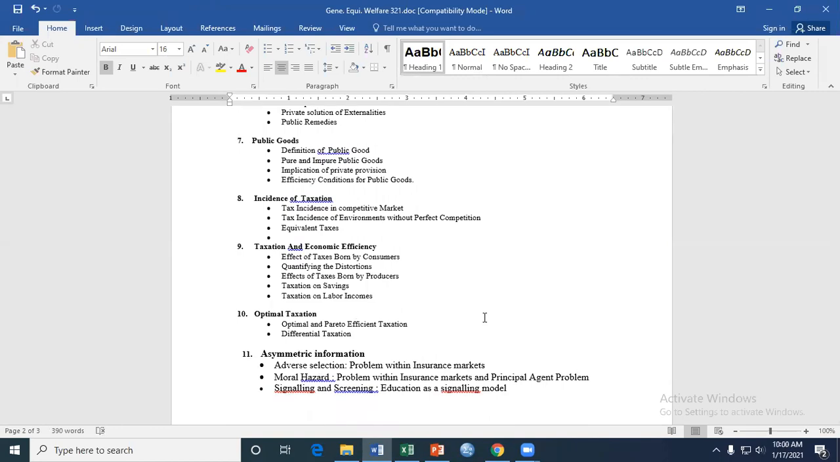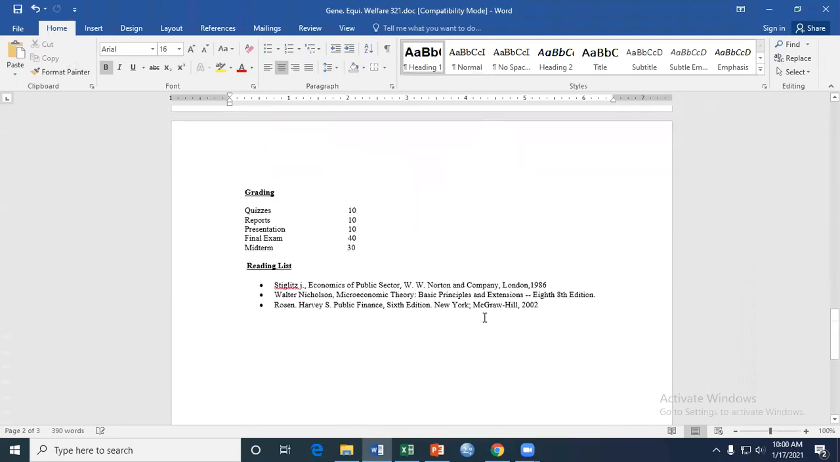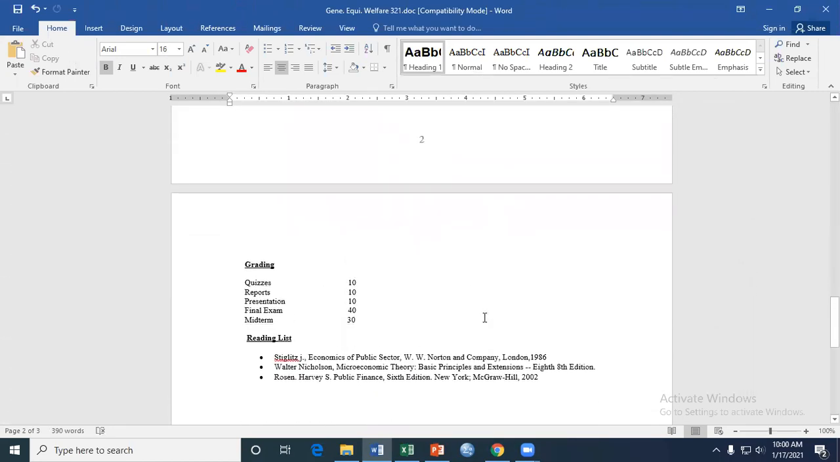These are the contents of our course. Then grading, the most interesting part for your side. Quizzes: I am going to take different quizzes at different times. Some of the quizzes will be marked and some will not be marked. Reports and presentation: you have to write a report at the end of this course, and then you have to present your report in groups, not individually.